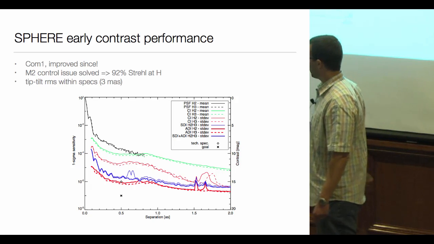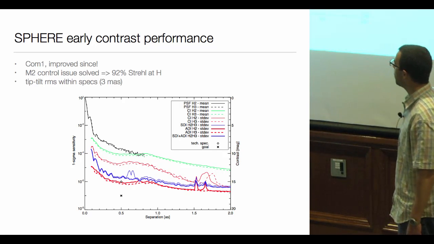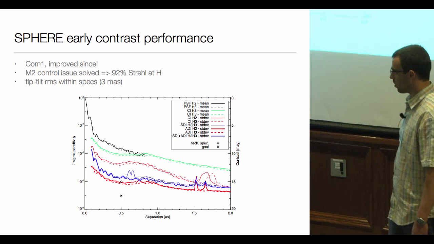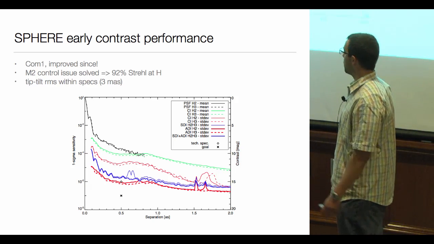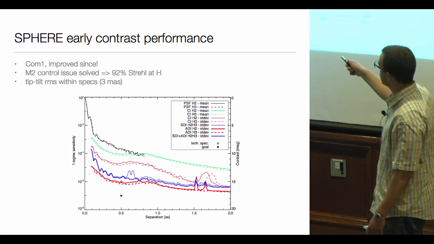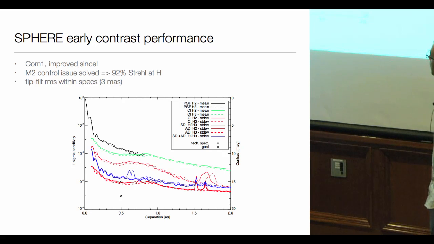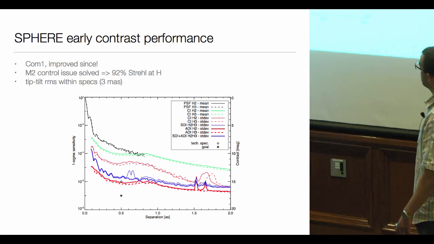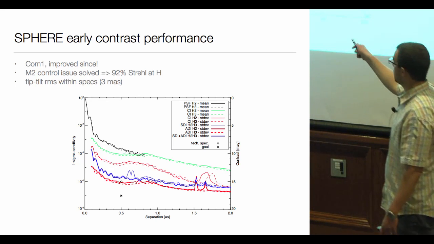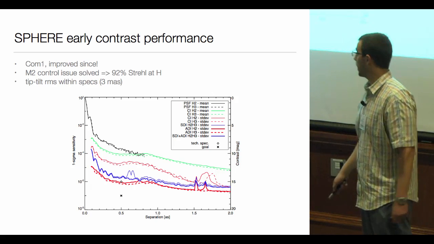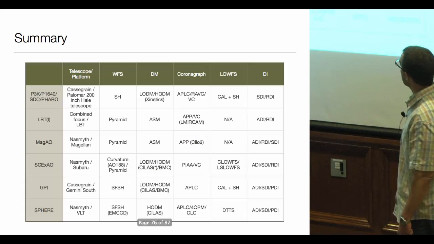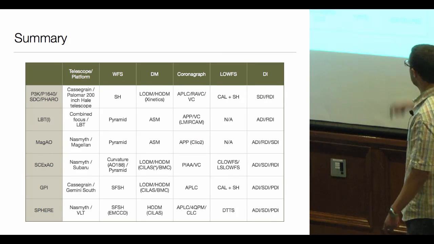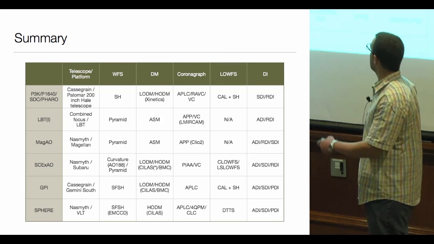It's 1 sigma, so it's doing a factor of 2 to 3 worse than GPI, but these are curves from the first commissioning, and I guarantee you that the curves for the second commissioning are much better than this, because we've solved these vibration issues induced by the M2 control, and we got 92% Strehl at H and a tip-tilt RMS of 3 milliarcseconds, which is the spec. In terms of Strehl, actually, we are doing better than the specifications. So this is a summary for you to take home.